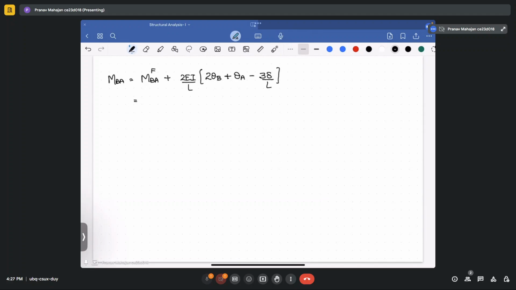In this case also, your MBA fixed is equal to 0. Here theta B will come into picture, so it will be 4EI theta B upon L. L here is 5. Theta A again will be equal to 0 and delta will come into picture, so it is 6EI delta upon L square. So your final equation will be 4 by 5 EI theta B minus 6EI delta by L square.